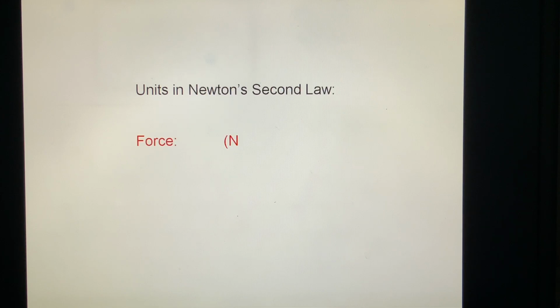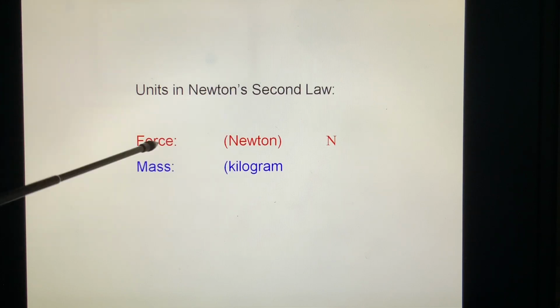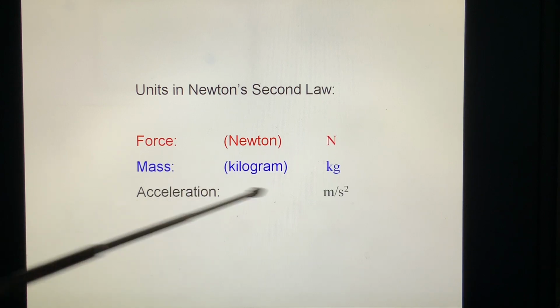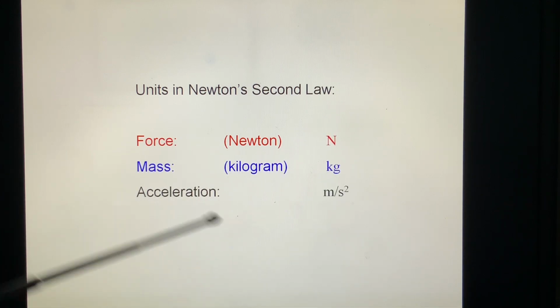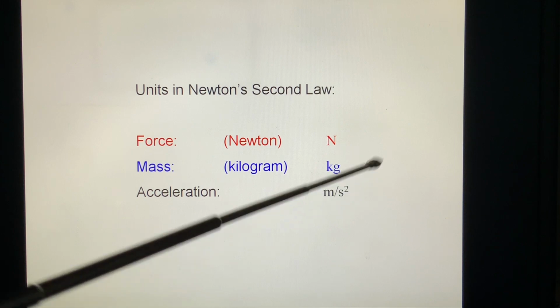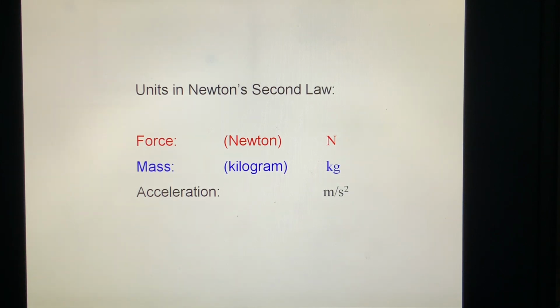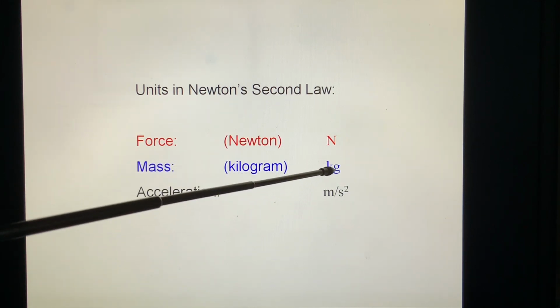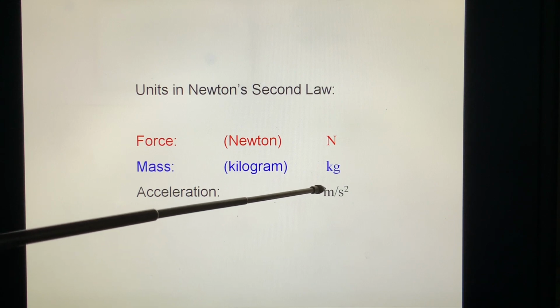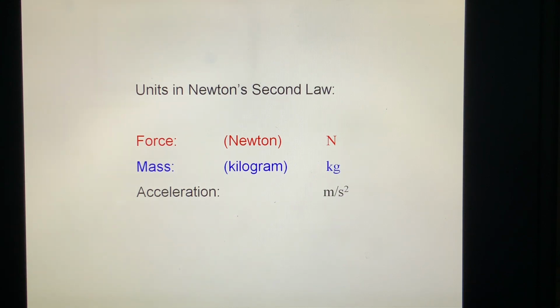Units in Newton's second law. For force, we use the newton. For mass, we use the kilogram. For acceleration, meters per second squared. And 1 newton equals 1 kilogram multiplied by 1 meter per second squared.